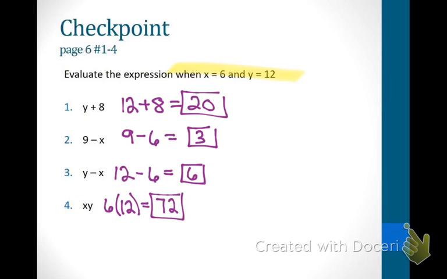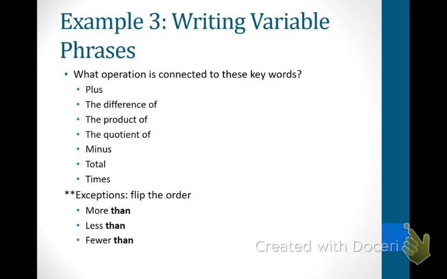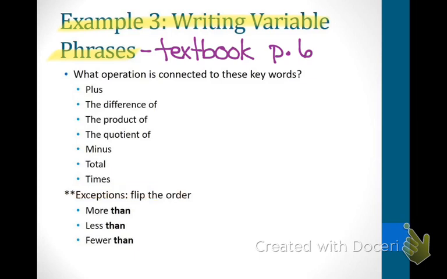Great job. All right, so in example 3, writing variable phrases, you don't have to write down all of the key words. It's actually in your book on page 6. So if you can, instead of copying down the entire slide, I just want you to write in your notes, example 3, writing variable phrases, what I'm highlighting here, right here. And then just write textbook page 6. So in the textbook, it gives you a chart of all of your different keywords for expressions.